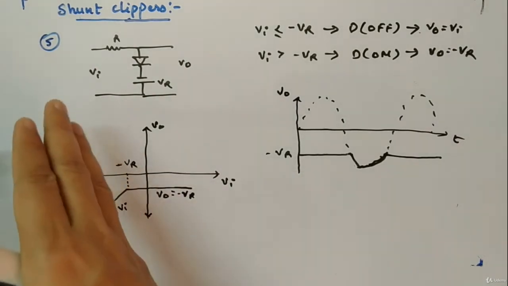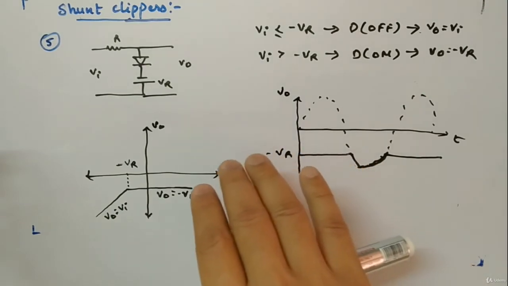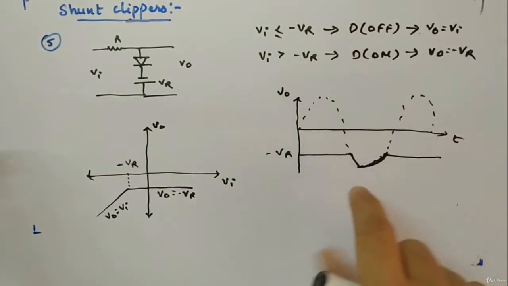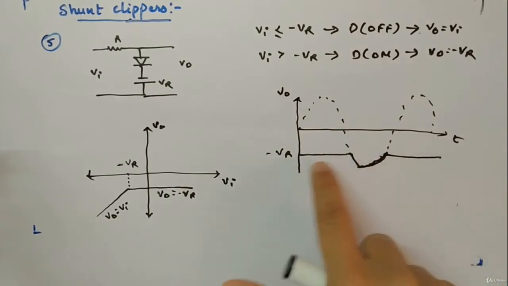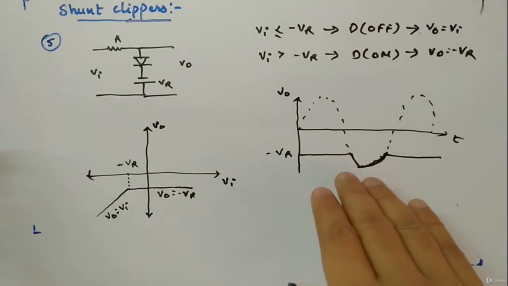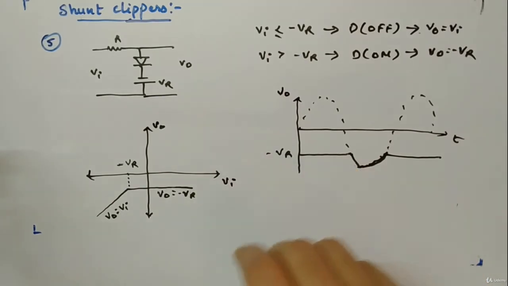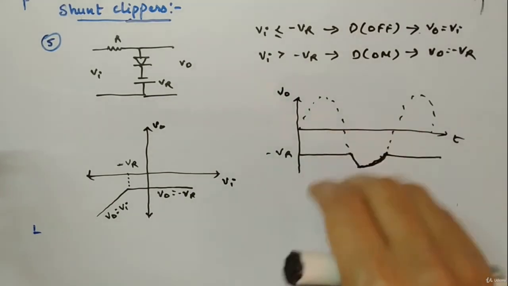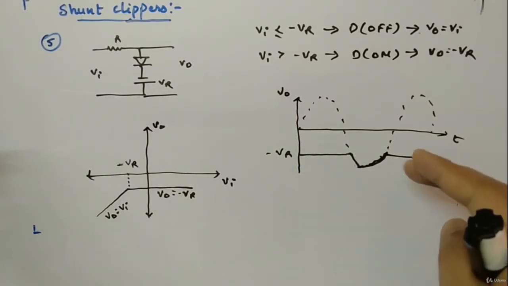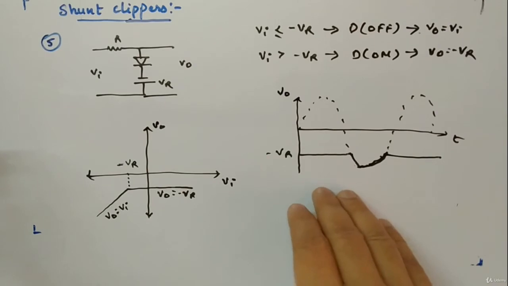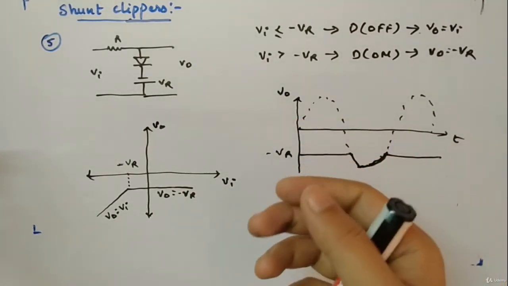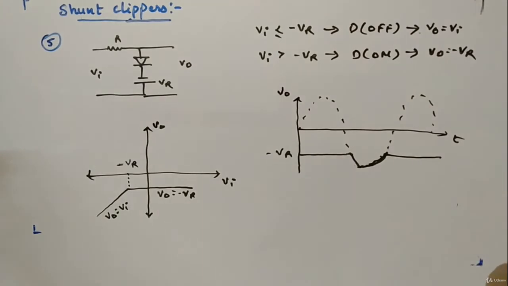If you give a sinusoidal input at the input, then the output will look like this. So this is the sinusoidal curve, but it is only passing this part. Below minus Vr, the circuit is passing the signal, and above minus Vr it is clipping the signal. So that is how the curves will look like. And by this time you might have known what the next circuit will be.